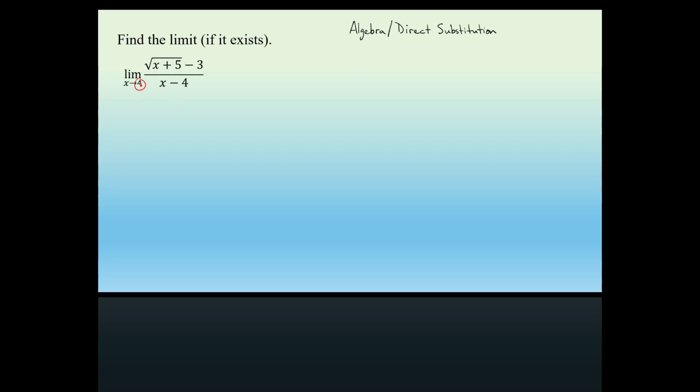So remember, direct substitution means we plug in directly for x. Once you plug in a number for x, you drop the limit notation. So this becomes square root of 9 minus 3 all over 4 minus 4. We know the square root of 9 is 3, so 3 minus 3 is 0. 4 minus 4 is 0. This is indeterminate.